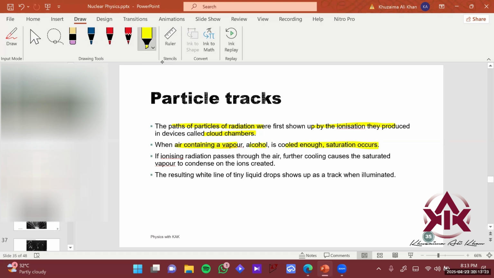That is basically the traces where the particles passed through; those will be light. Here some particles have condensed, so basically there would be a thick region over there. So you will have a certain pattern from it. So if ionizing radiation passes through air, further cooling causes the saturated vapor to condense on the ions created. The resulting white line of tiny liquid drops shows up as a track when it is lit, right?